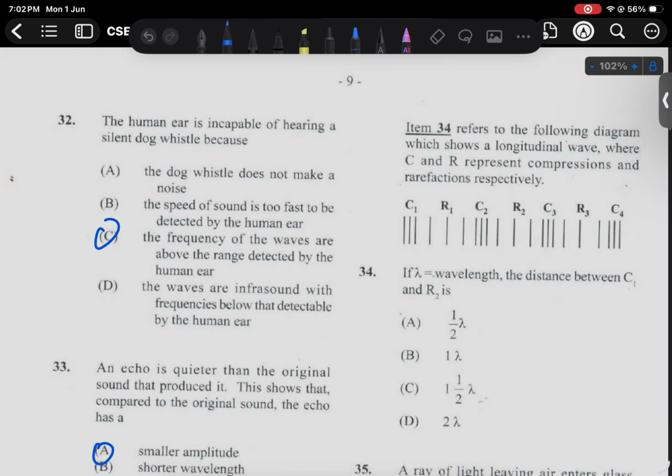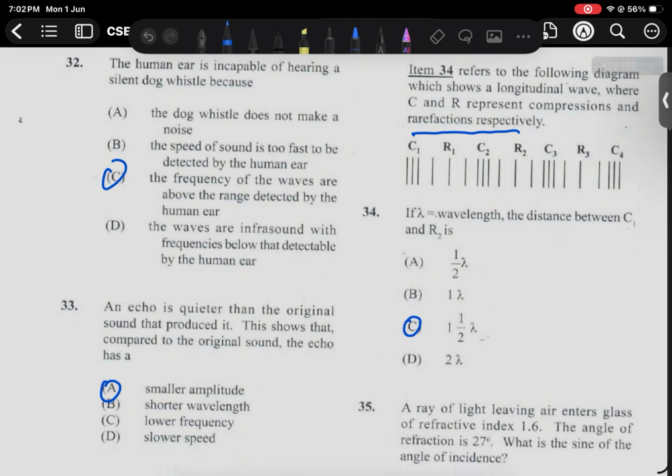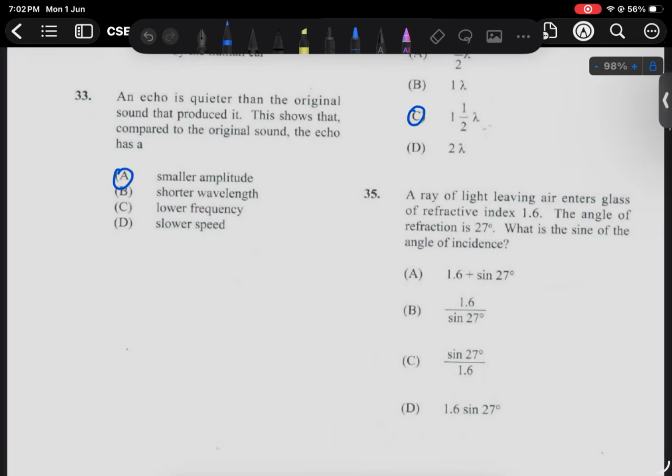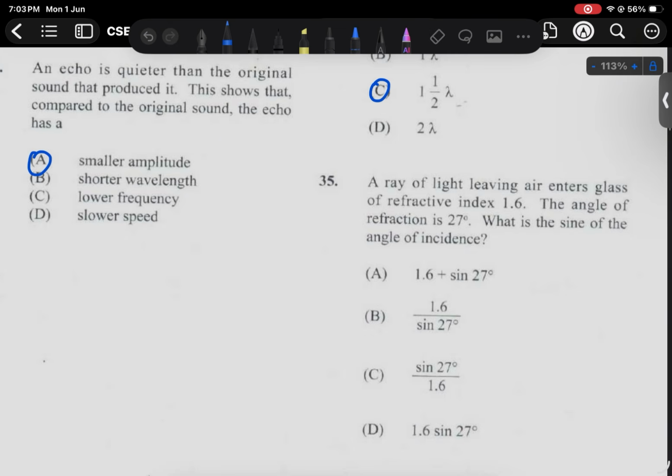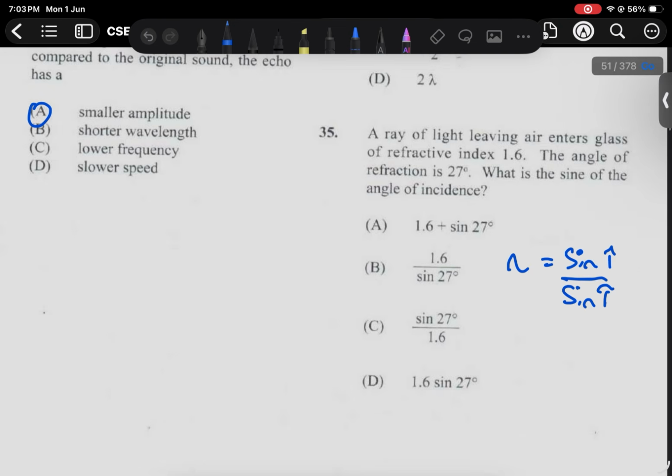Next, the following diagram shows a longitudinal wave where C and R represent the compressions and the rarefactions respectively. If the wavelength is the distance between C and R2, repeat question again, it's 1.5. A ray of light leaving air enters a glass of refractive index 1.6. The angle of refraction is 27. What is the sine of the angle of incidence? So the refractive index is equal to sine of the angle of incidence over sine of the angle of refraction. So if we multiply both sides by the sine of the angle of refraction, we get the sine of the angle of incidence alone.